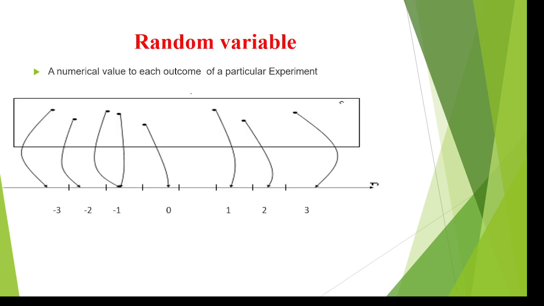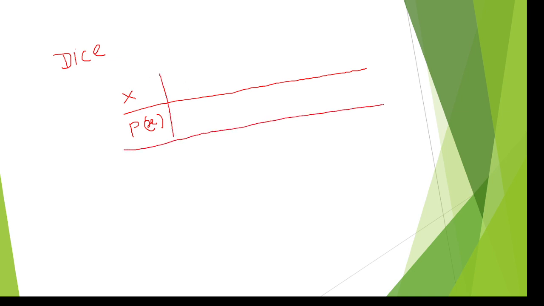And coming to the random variable, if you take any experiment whose outcomes are all assigned with real numbers, then it is called a random variable. For example, we just took the dice, which has 6 outcomes. Assuming x is the dice outcome, x is a random variable, and the dice outcomes are assigned with real numbers.